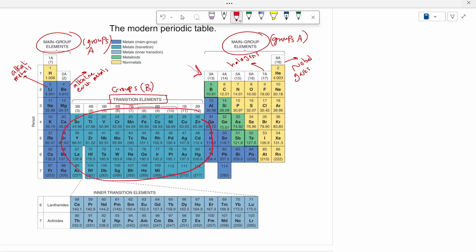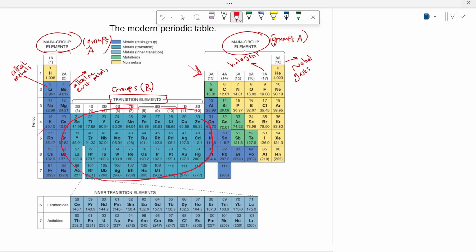Okay. Now the third point is the colors in the periodic table. We have 4 different colors. The yellow color on the right, then the gray color here in the middle. Then on the left side of the periodic table, you can find blue color, 2 degrees of blue color, the dark blue color and the light blue color.